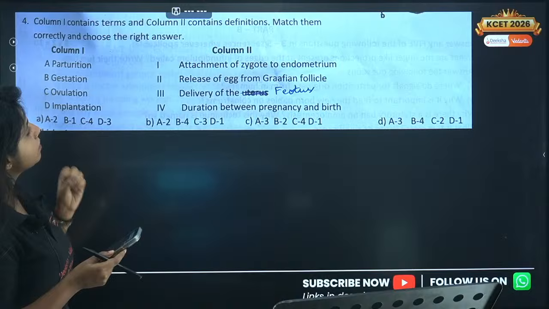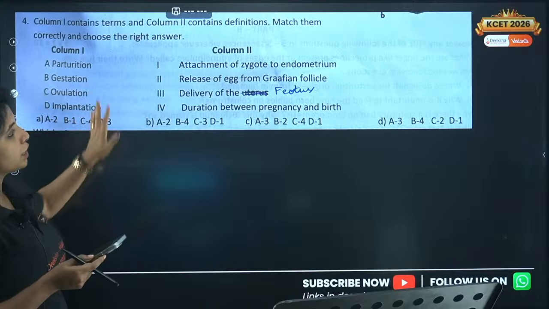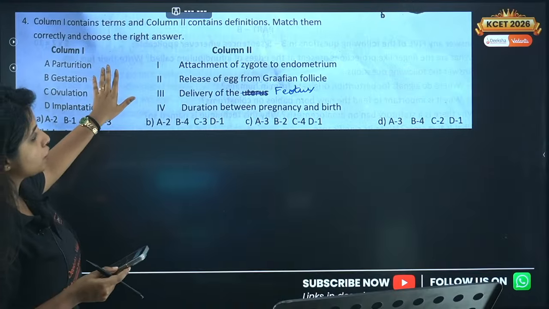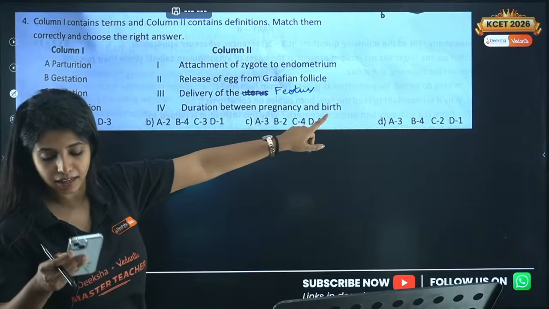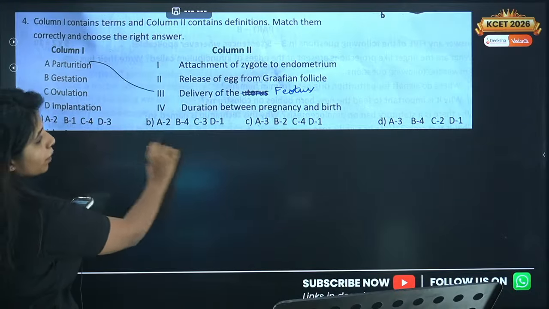Now try this question. Column 1 contains terms and column 2. Okay. So column 1 is parturition, gestation, ovulation and implantation, and you have to match them. Parturition is the delivery of the fetus. That is what you mean by parturition. So A goes with 3. Do I have an option like that?